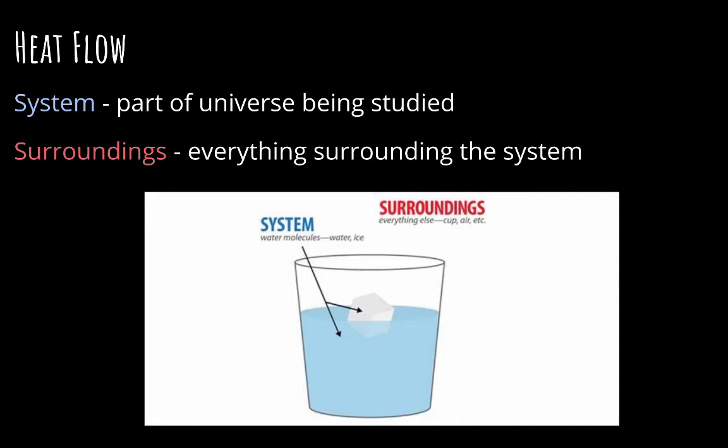In this case, the example that's on this slide, the system would be the water molecules, the water and the ice that's contained inside the glass, and then the surroundings would be everything else. So the glass, the cup, the air, etc.